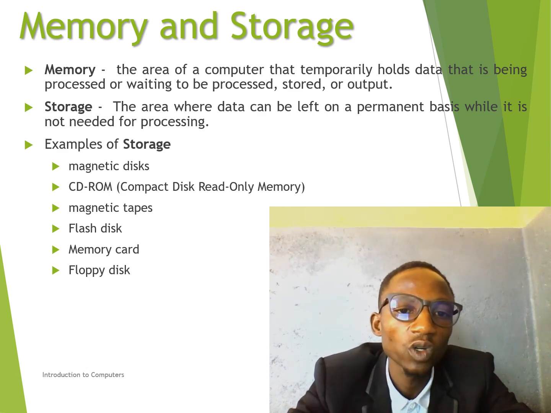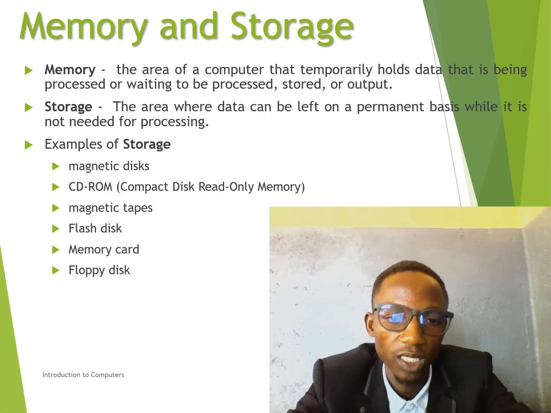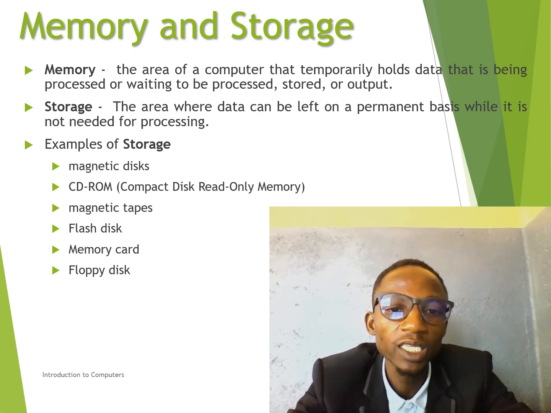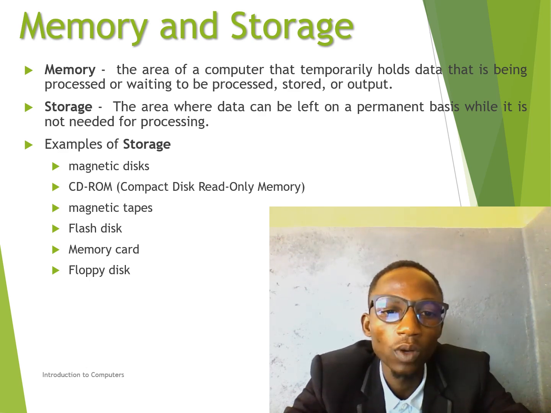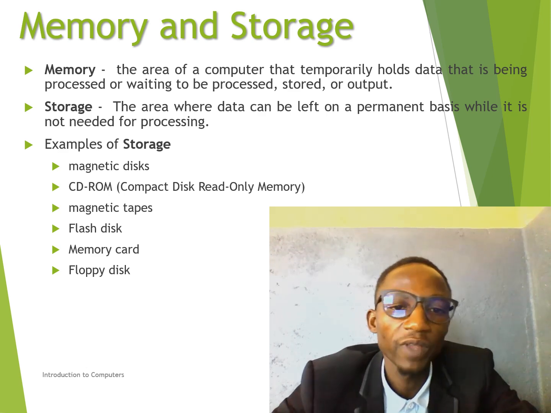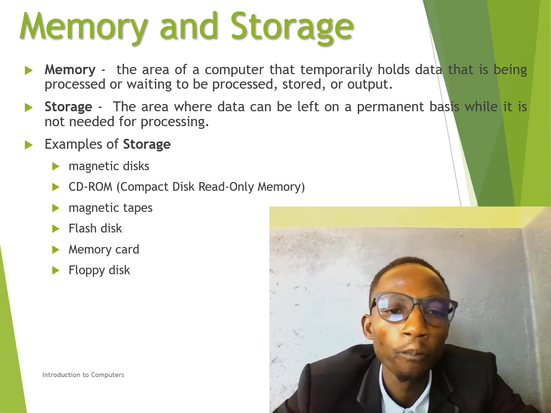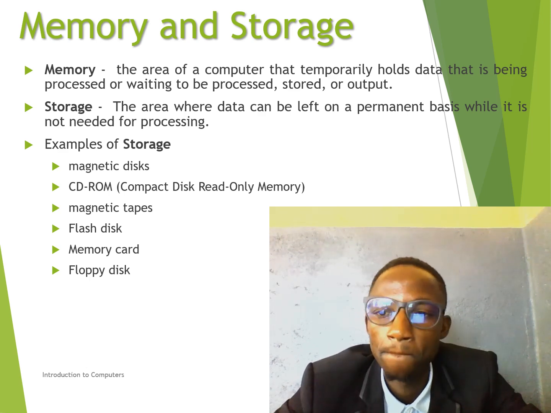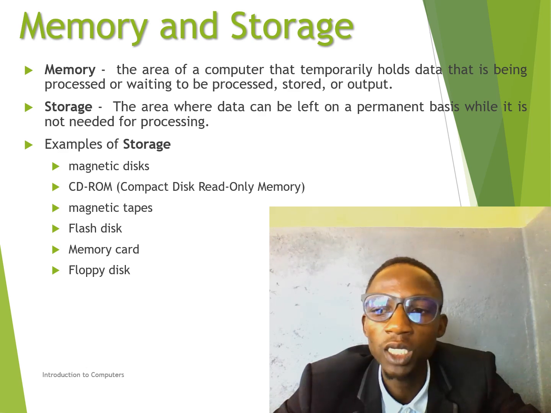So for examples of storage, we have got these categories. In these categories, we've got so many examples. But as of now, let's just look at these categories. We've got magnetic disks. We've got compact disk read-only memory or CD-ROM. We have got magnetic tapes, flash disk, memory card, floppy disk. So these are some of the examples. I think these are not new to you. These are examples of storage devices. On our way to the next slide.